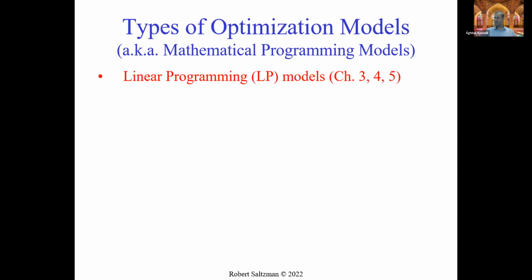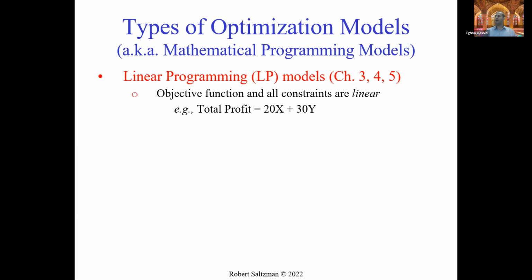We have several different models. The most popular one is generally called linear programming. In linear programming, which is in chapters 3, 4, and 5 of our textbook, and which we're going to focus on to start our lecture, the objective function and the constraints relative to the decision variables are linear. What does it mean to be linear?